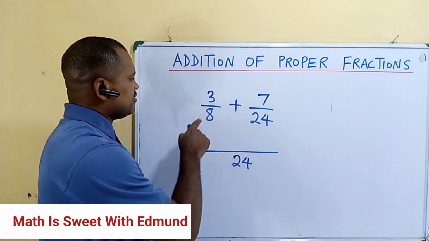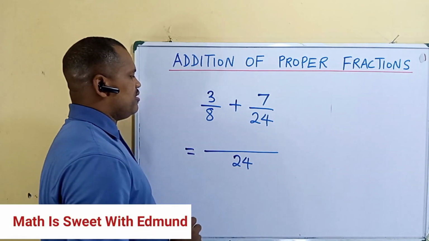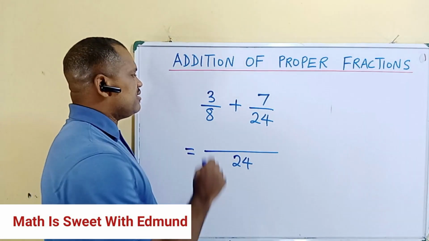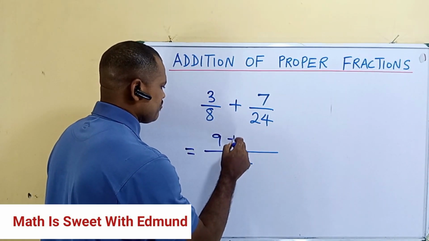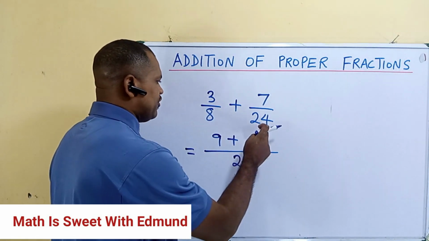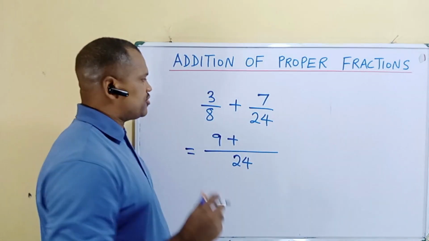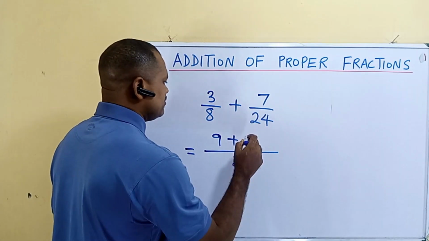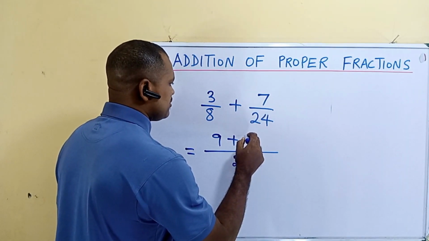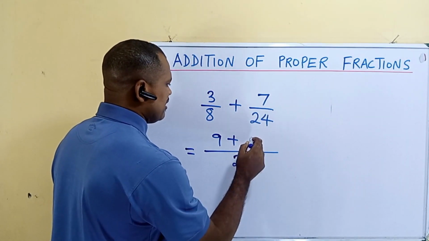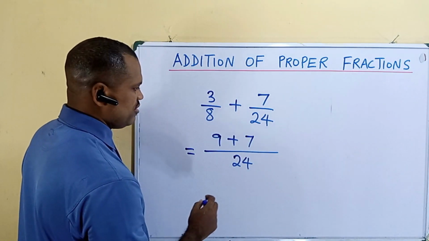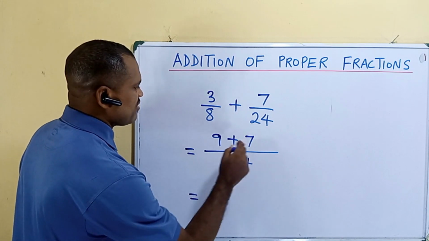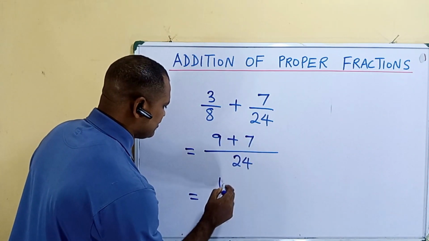The next step is 8 into 24 is 3 times. 3 times this 3 here, 9. Plus 24 into 24 once. 1 times 7 is 7. So you have, if you add this, it gives you 16 over 24.